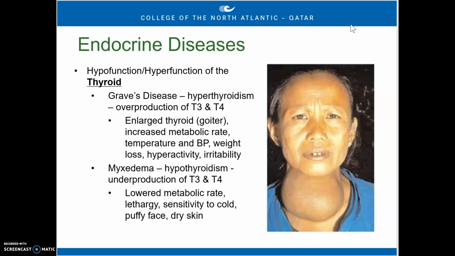Now, the opposite is when we have the underproduction of T3 and T4, and that's a condition called hypothyroidism or myxedema. We're going to see the absolute opposite in symptoms. You'll have a lower metabolic rate. You will be lethargic, low energy, be quite sensitive to cold, puffy face, dry skin. So these are all symptoms of not having enough T3 and T4, and as a result, we'll have a lower overall metabolism.